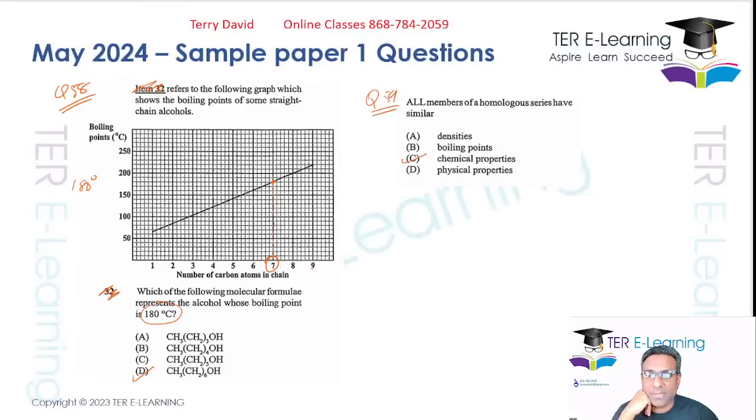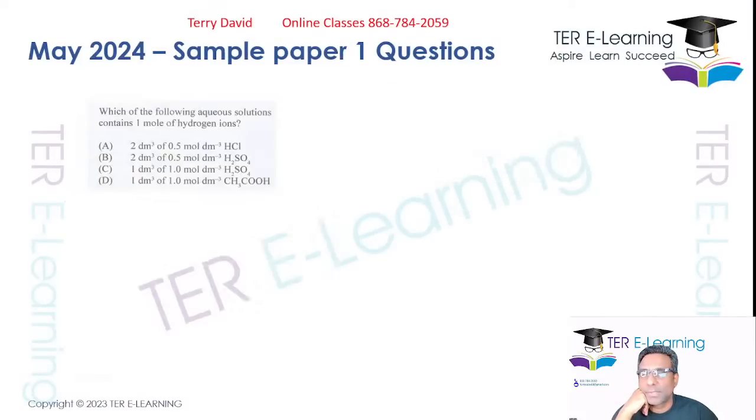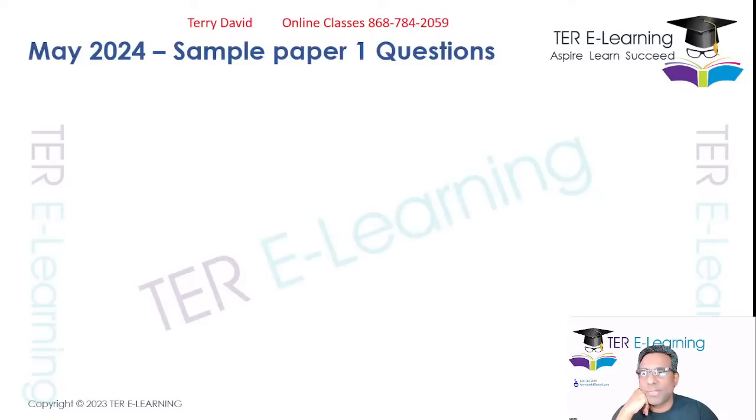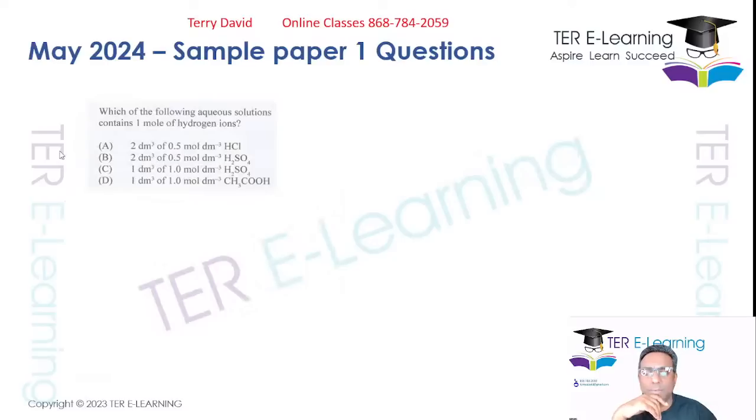Now, there's a particular question here that I want to do. Where is it? That's this question. A lot of people ask me about this particular question here. Right, so let's call it 60. All right, which of the following aqueous solutions contains 1 mole of hydrogen ions? So I saw a lot of people asking me about this question today. So let's start with each of them. Now we want to know which one contains 1 mole of hydrogen ions.